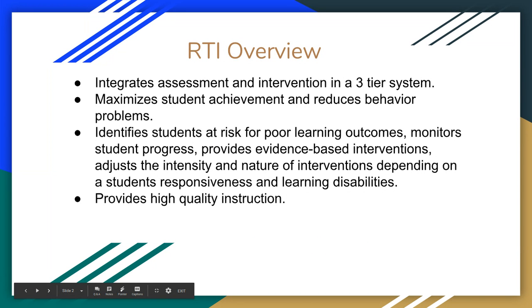The overview of the RTI process. It integrates assessment and interventions in a 3-tiered system. It maximizes student achievement and reduces behavior problems. It identifies students at risk for poor learning outcomes. It monitors student progress, provides evidence-based interventions, and adjusts the intensity and the nature of the interventions depending on the student's responsiveness and learning disabilities. It also provides high-quality instruction.